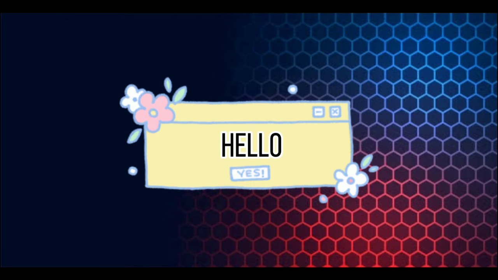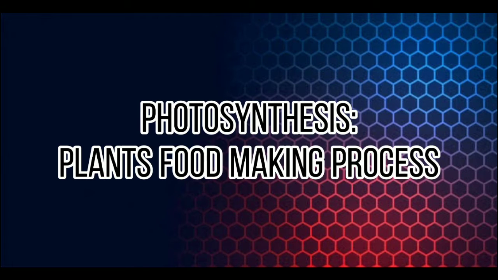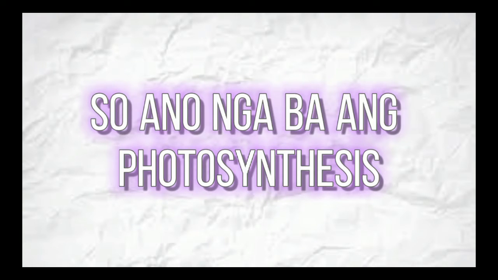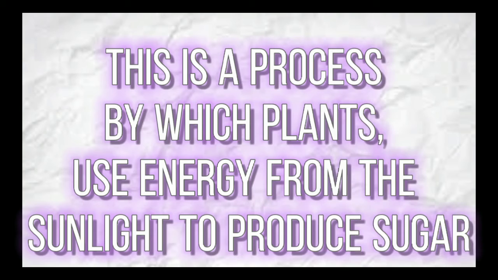Everyone! Ang tatalakayin natin ngayon ay about sa photosynthesis. So, ano nga ba ito? But before we start, reminder lang, focus and listen para may maintindihan kayo at matutunan. So, ano nga ba ang photosynthesis? This is a process by which plants use energy from the sunlight to produce sugar. So, ito daw yung process ng plant na makaproduce ng sugar.